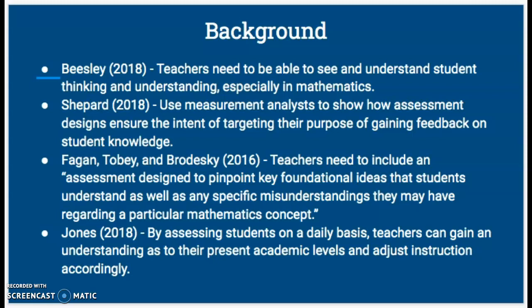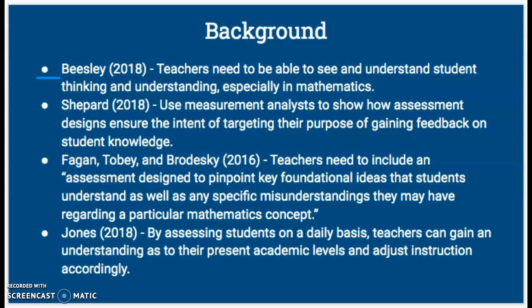And then Shepard said to use measurement analysts to show how assessment designs ensure the intent of targeting their purpose of gaining feedback on student knowledge. So, which you'll see later, I use exit slips daily, and I really tried to design my formative assessments so that it would assess what I was looking for, which was, did they understand the concept that I was teaching?